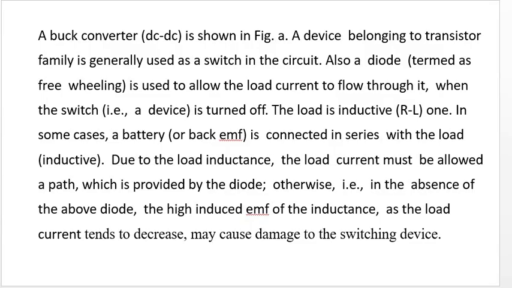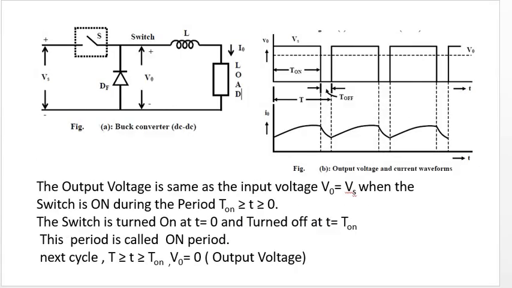The diode is a freewheeling diode which allows the current to flow through it when the switch is turned off. The load used is an inductive load. In some cases, a battery is connected in series with the load. Due to the load inductance, the load current must be allowed a path, which is provided by the diode. Otherwise, in the absence of the diode, the high induced EMF of the inductance tends to damage the switching device.